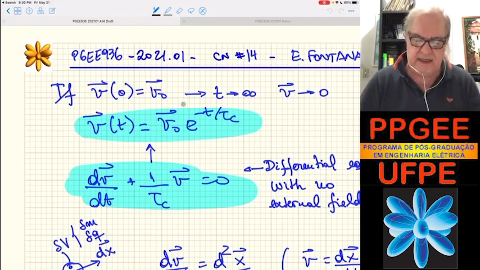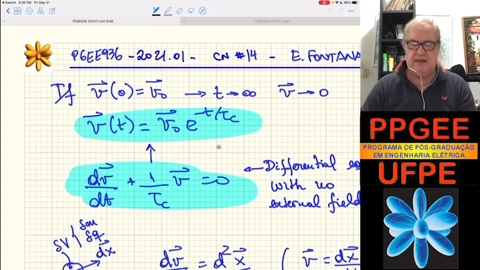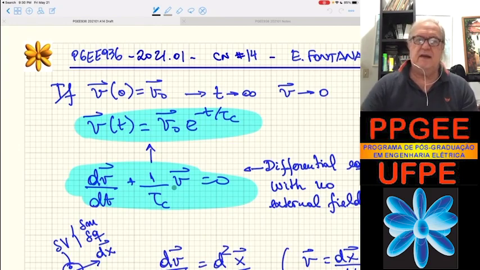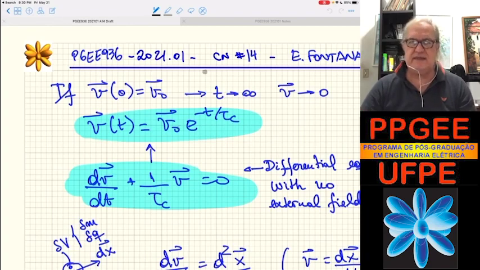It's going to happen exponentially decaying, right? If you look at this equation, this is the solution of this differential equation, a first order differential equation, and that's what would happen without the application of an external field. We have this type of differential equation.